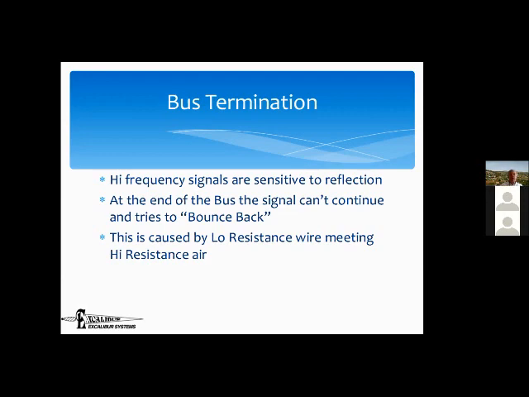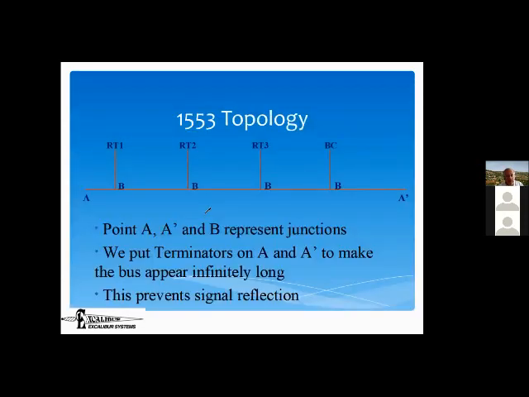And that's going to cause reflections. And reflections are interpreted as noise. So we want to avoid that. And the way we avoid that is by putting a terminator on the bus. And what a terminator does is it makes the electron think that the bus is continuing. But once it gets into it, it can't escape. It's kind of like the Bates Motel. And therefore, it's not going to go back onto the bus.